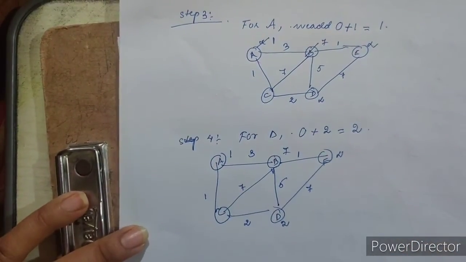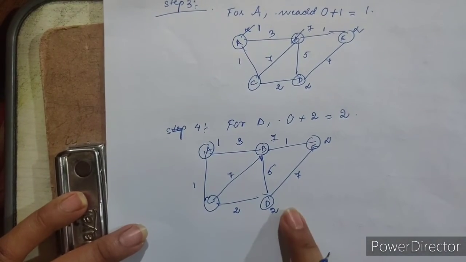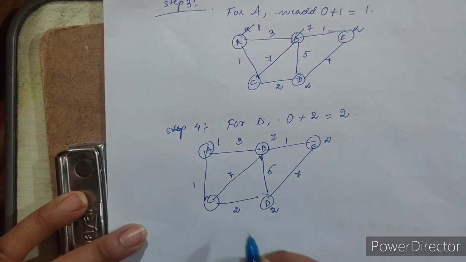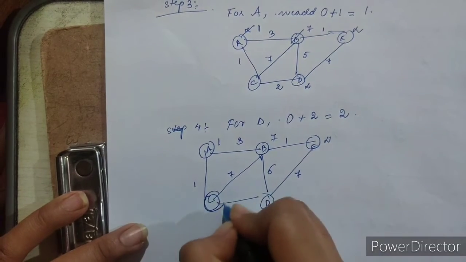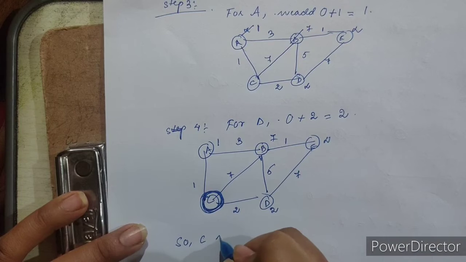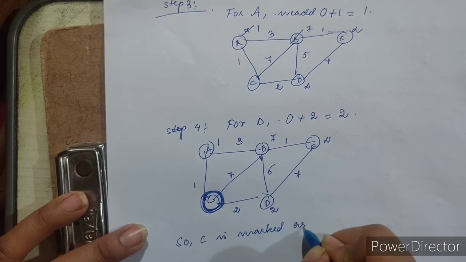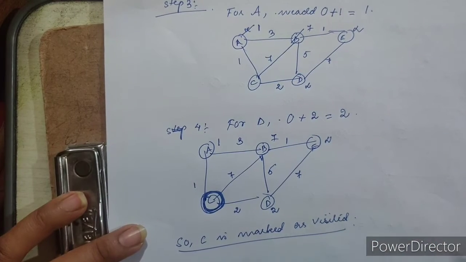Now since the neighbors of node C have been checked, node C is marked as visited. So I'm going to highlight it. C is marked as visited.